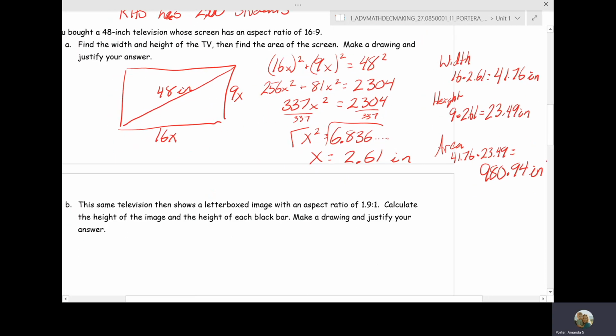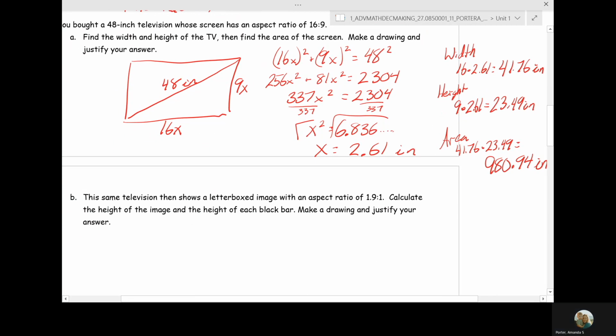Now, the second part of this is the same television, but now we have a letterboxed image. So I'm going to redraw using the actual dimensions. So I'm going to write it as 41.76 across the bottom and 23.49 across the side going up and down. This does say letterboxed. Letterboxed images mean sideways bars, right? Horizontal bars, maybe the other way you say that. We have letterboxed.